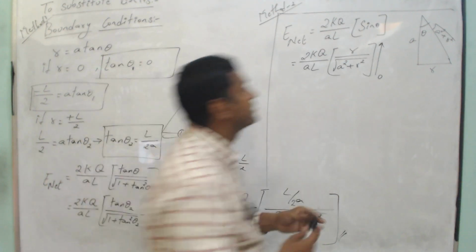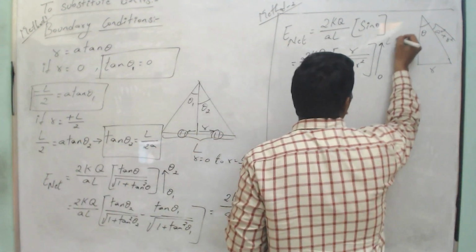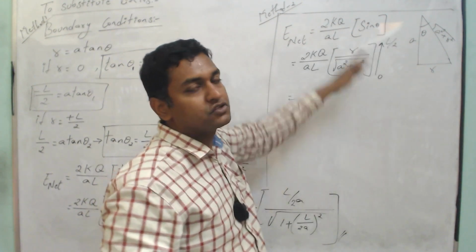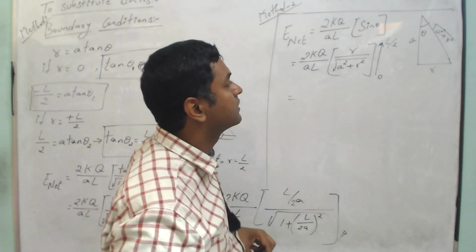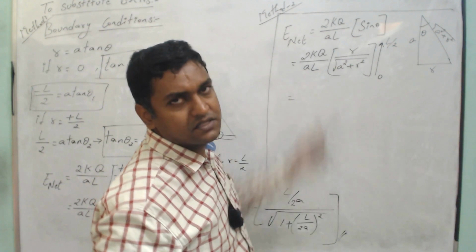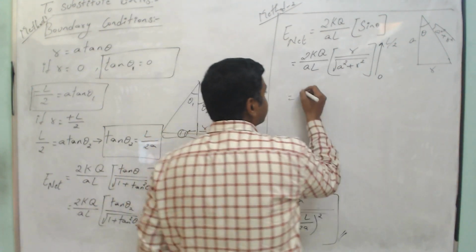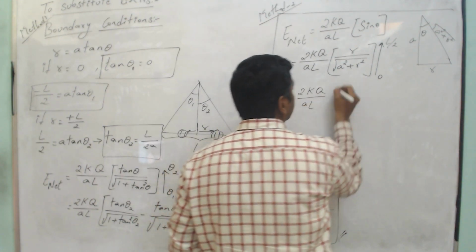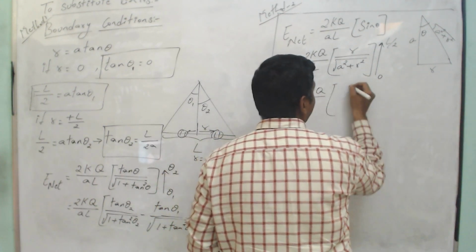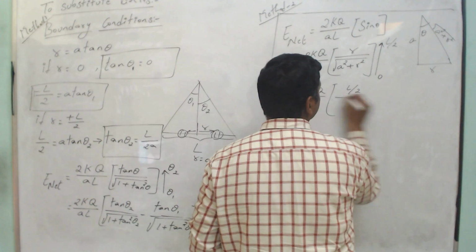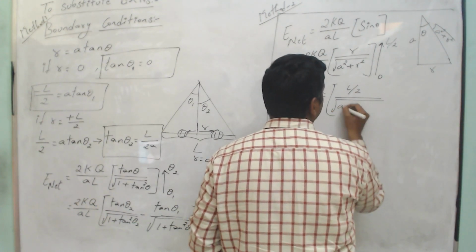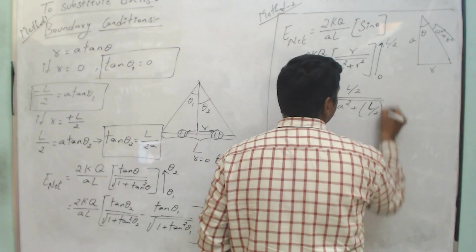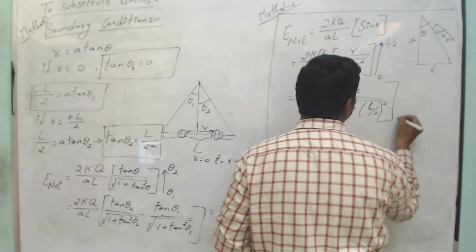So my lower limit is 0, upper limit is L by 2. Now I'll do upper limit minus lower limit, correct? Lower limit anyways is 0, I don't have to write it. So my upper limit only I have to substitute. Now R is varying from 0 to L by 2. Wouldn't it be minus? No. Is this clear?